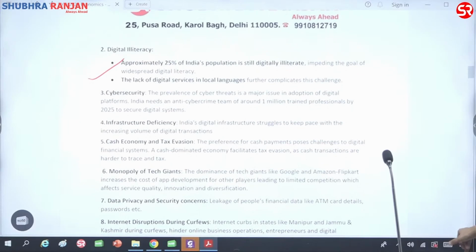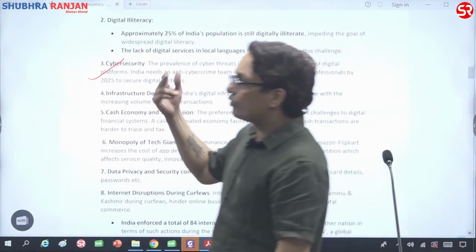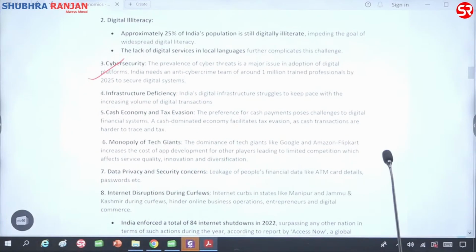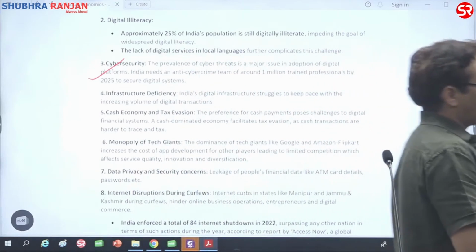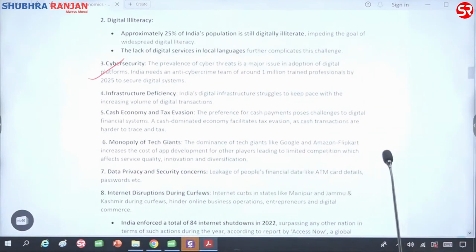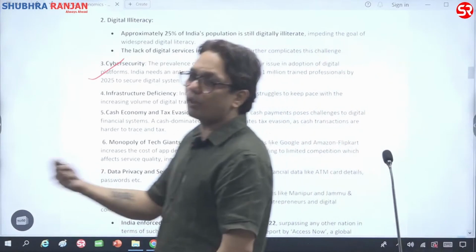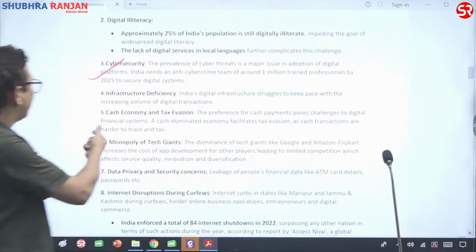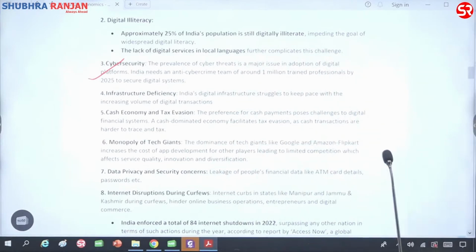Then infrastructure deficiency. You would have seen that in spite of Jio rolling out 5G and Airtel rolling out 5G, there are certain parts in a city where we do not even have a basic mobile connection. There would be call drops even in today's circumstances. Why so? Because the demand for digital infrastructure is much more than the availability of digital infrastructure. So there's always a lag. So this drawback is there, digital infrastructure deficiency.